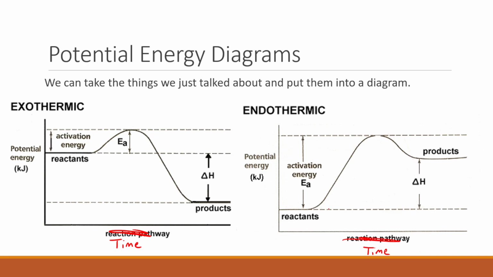For an endothermic reaction, we start with our reactants. Our reaction happens, and when we get to our products, we have more energy than when we started. We have taken in energy from the surroundings and stored it as products, right? As chemical bonds in our products.